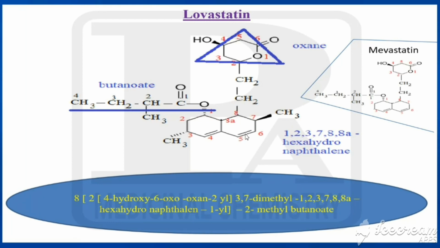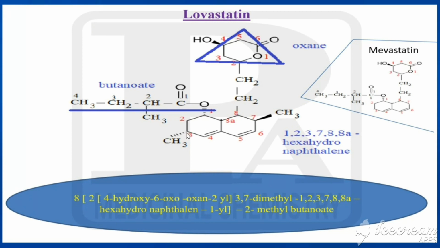But look at this structure. It has only 2 bonds. So how many bonds are left here? That is 3 bonds. For 3 bonds, we have to say hexahydro. For a bond, 2 hydrogens. So for 3 bonds, 6 hydrogens. That's why hexahydronaphthalene. With numbers, we have to say 1, 2, 3, 7, 8, 8A hexahydronaphthalene. With the hexahydronaphthalene, the 3rd position and 7th position are connected with methyl groups.